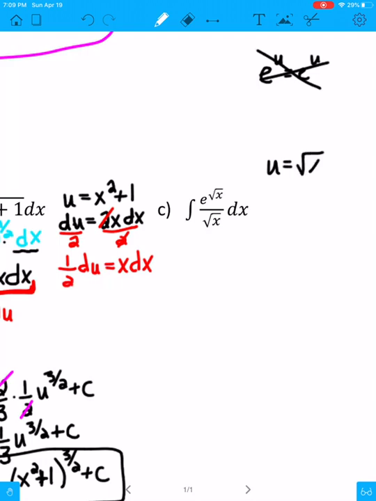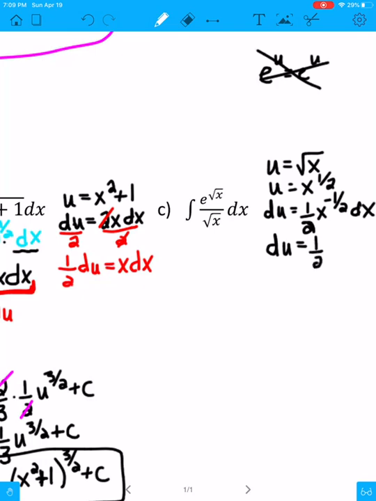So I'm going to make u be square root x, which means u equals x to the half. And then what do I have to do? Take the derivative of it. So the derivative of u is du. The derivative of x to the half is 1/2 x to the negative a half dx, which is actually the same as saying du equals 1/2, and x to the negative a half is actually the same as multiplying by 1 over square root x, because that'd be x to the positive half, right? So this is just the same as that, dx.